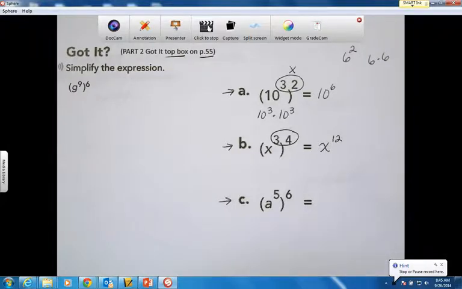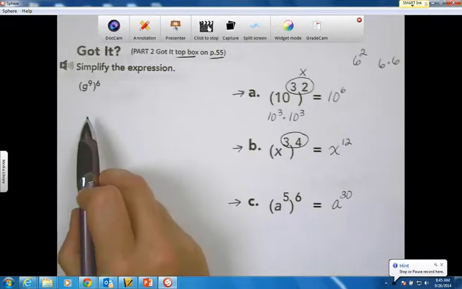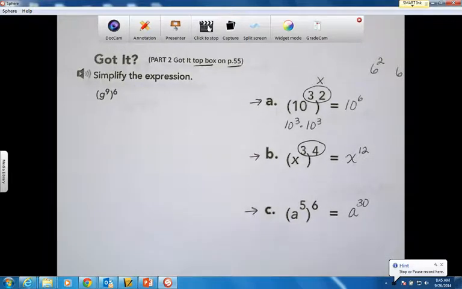All right, raise your hand if you think you've got it. Irena? Very good. G to the 54th. Okay? All right, you go, well, that seems pretty simple.